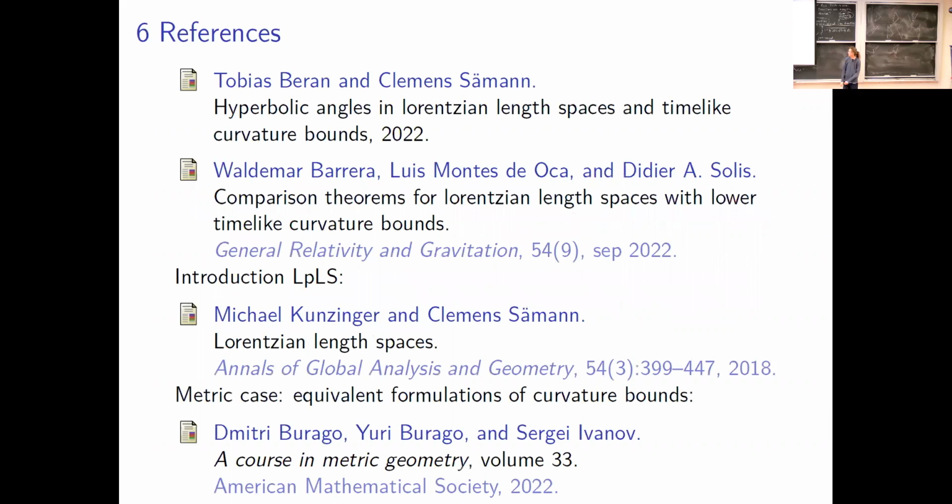Here are some references. That's this paper. That's this equivalent definition with angles. That's the original paper by Kunzinger and Sämann. And that's the metric case where all these equivalent definitions are in, or originally came from, probably.